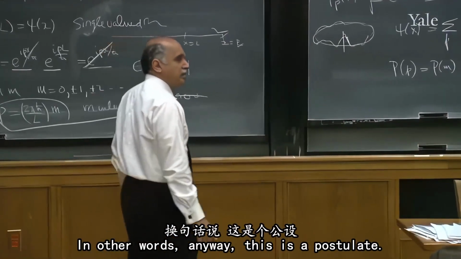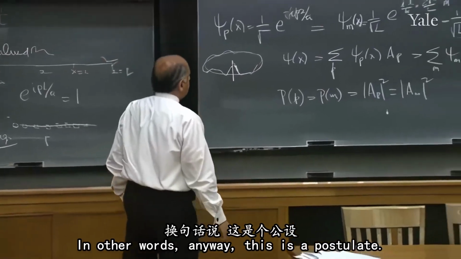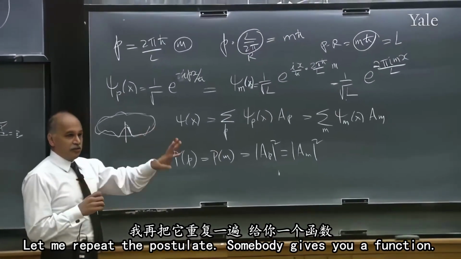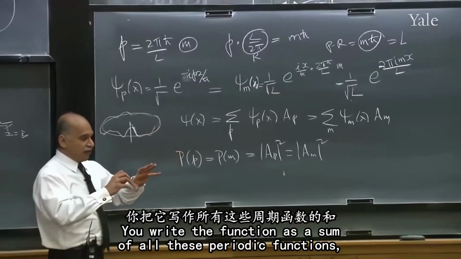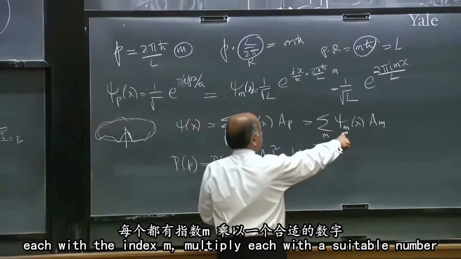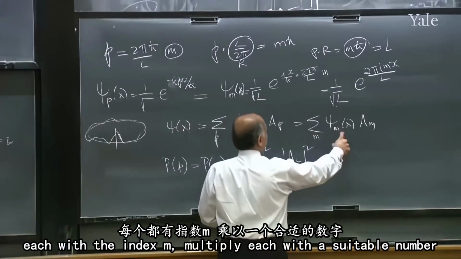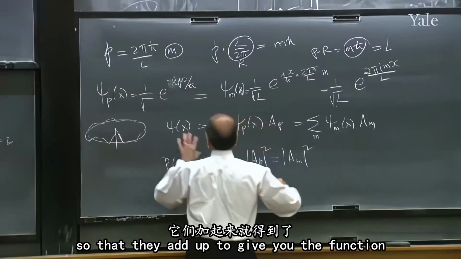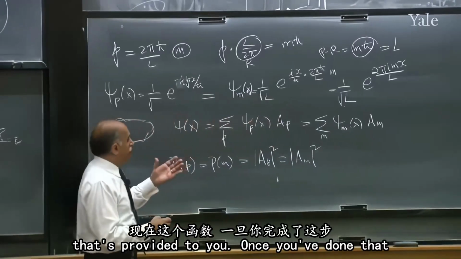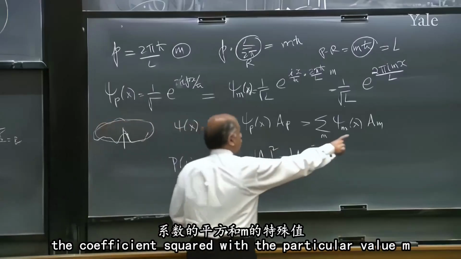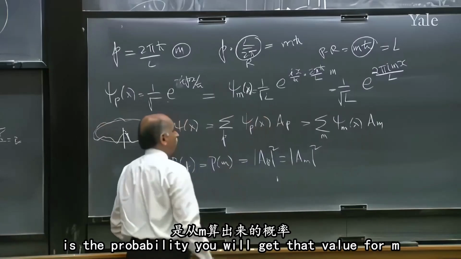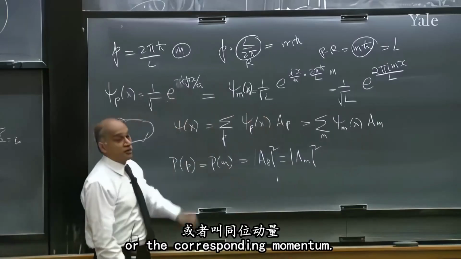Anyway, this is a postulate, okay? Let me repeat the postulate. Somebody gives you a function, you write that function as a sum of all these periodic functions, each with the index m, multiply each with a suitable number so that they add up to give you the function that's provided to you. Once you have done that, the coefficient squared with the particular value m is the probability you will get that value for m, or the corresponding momentum.